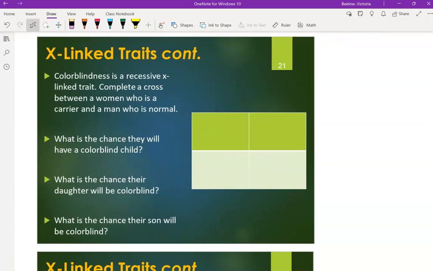All right, so I'm going to do a Punnett square to get some practice with this. So we're going to go back to that color blindness, which is, remember, a recessive X-linked trait.